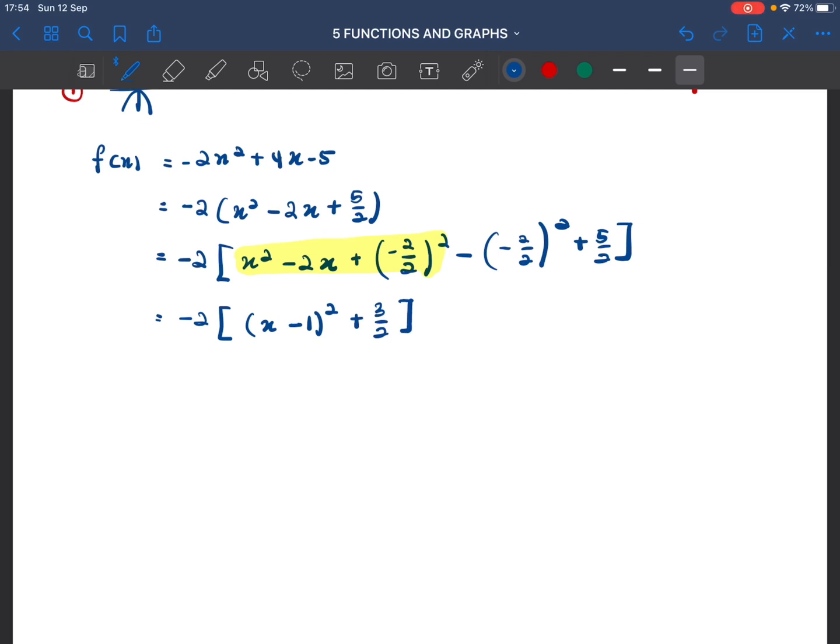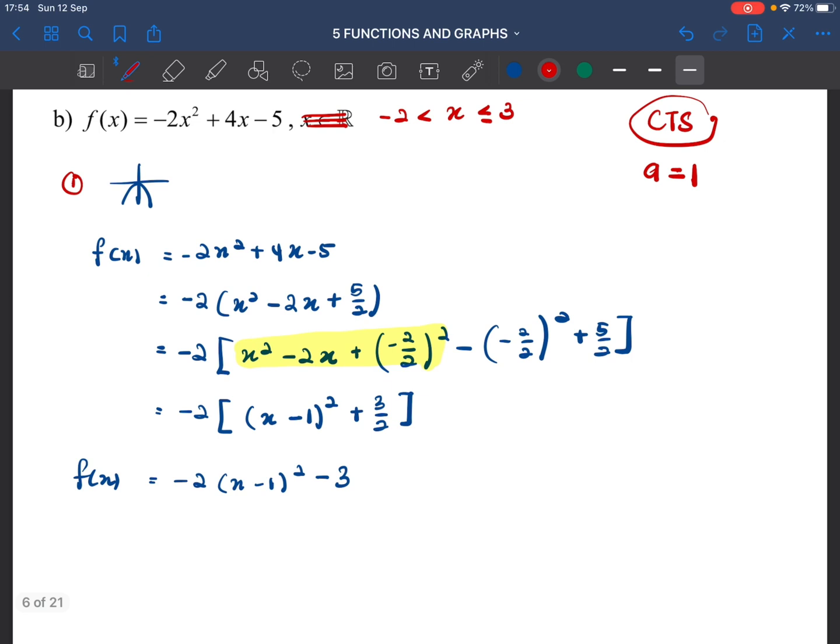Okay, now baru kita masukkan negatif 2. We should get negative 2 (x minus 1) squared plus, minus 3. Okay, so that is our function after completing the square. Alright, so now the second step is to find the maximum point, because it is a sad face.